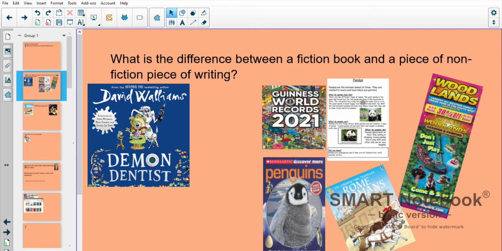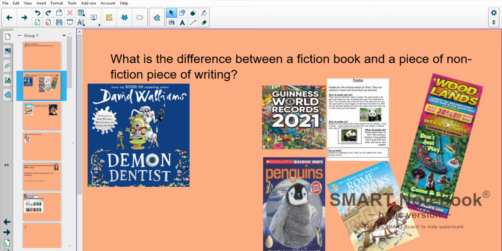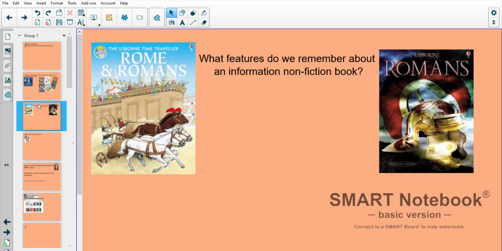Guinness World Records is actual people and what they did. This is a little bit of information about pandas. This is one of our new books that we'll look at in a minute. And I don't know if you've been to Woodlands, but I love it there. This is a leaflet. It gives us information and informs the person reading it about where to go and what things they can see. So it's again non-fiction. It's not made up. These are our two new books. We've got Rome and Romans and Romans, and they are non-fiction information books.